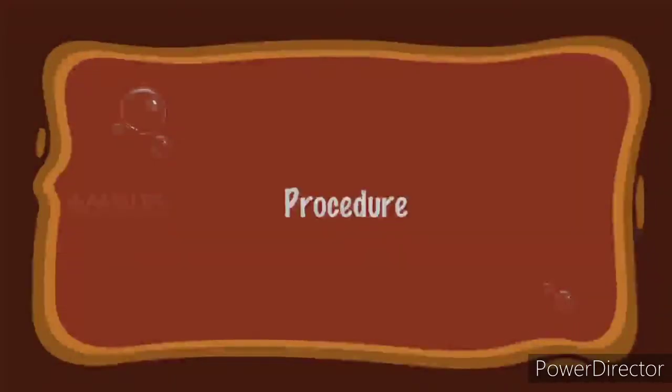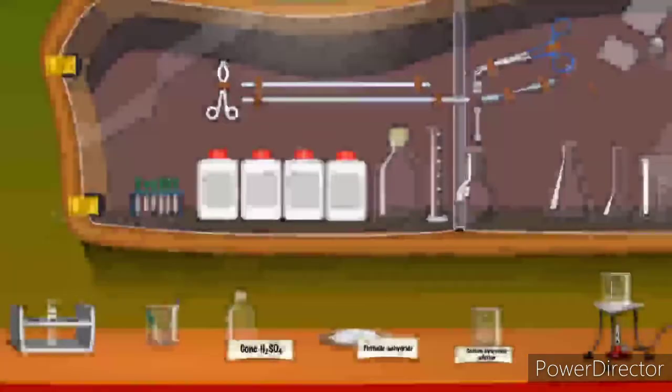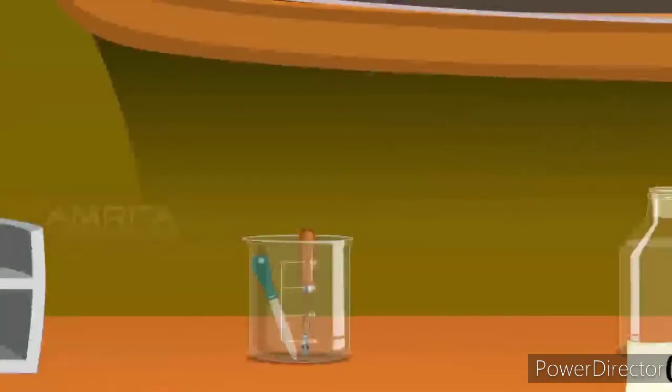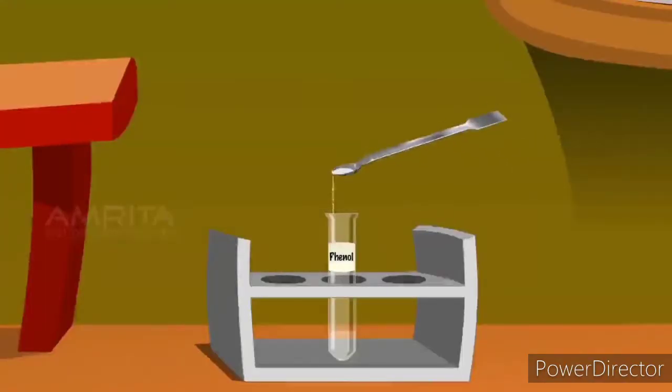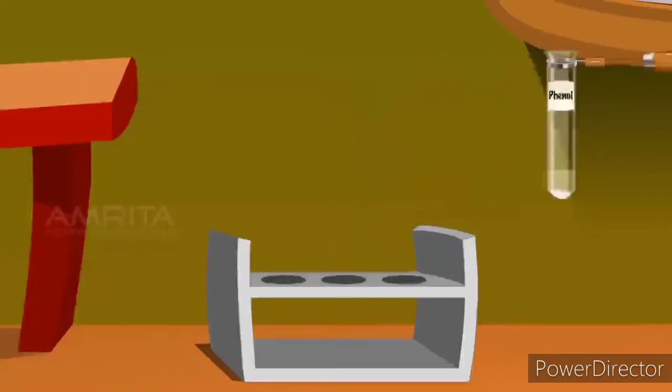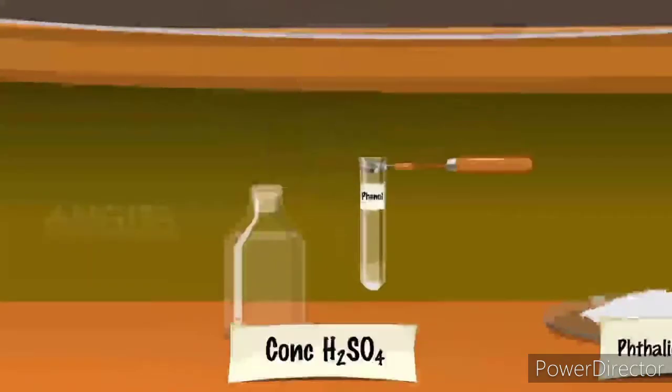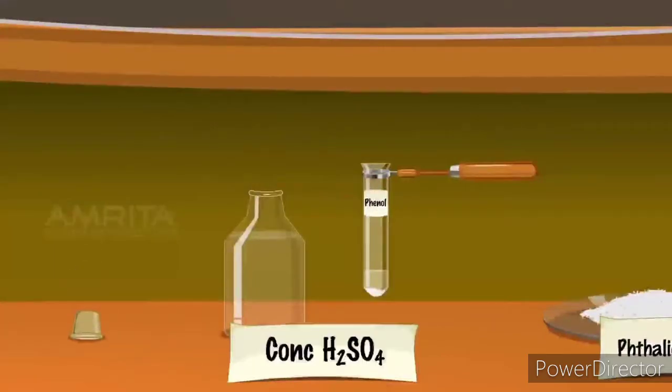Phthalein dye test. Procedure. Take a small quantity of phenol in a test tube. Using a spatula, take a small quantity of phthalic anhydride, add it into the test tube containing phenol. Take the test tube using a test tube holder. Using a dropper, add a small quantity of concentrated sulfuric acid to the test tube.